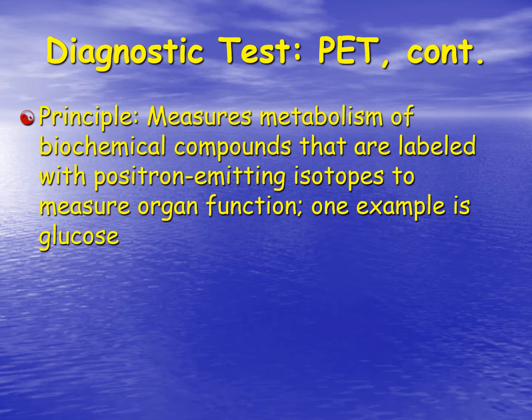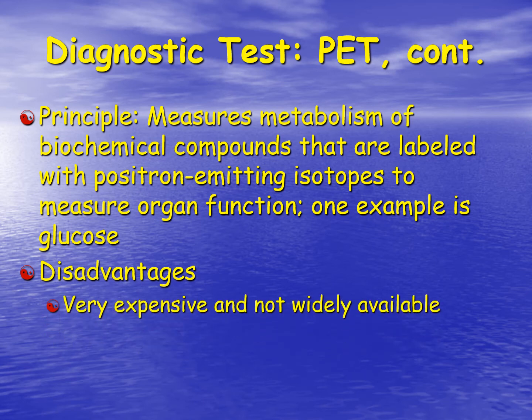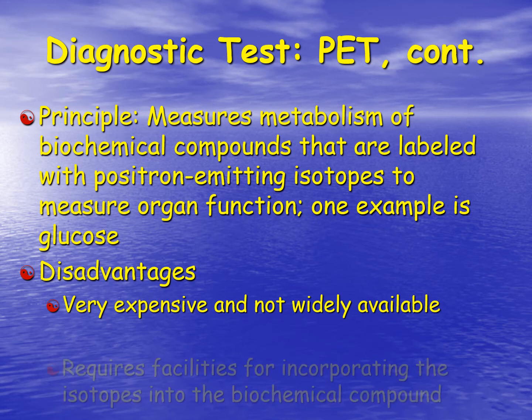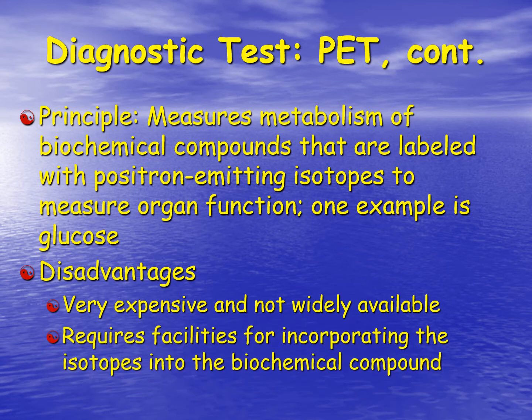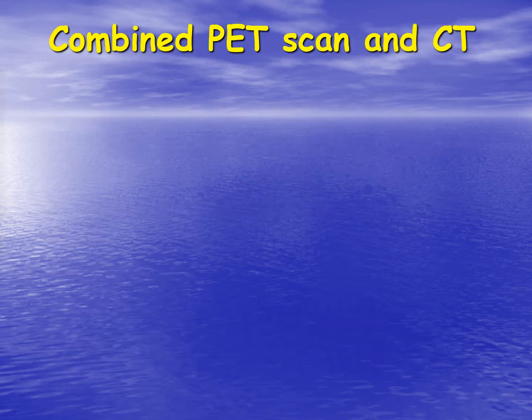The principle behind PET scans is it measures the metabolism of biochemical compounds that are labeled with positron-emitting isotopes to measure organ function. One example of this is glucose. Disadvantages of PET scanners is that, one, they are very, very expensive and not widely available, and they require facilities for incorporating the isotopes into the biochemical compound. So these are not real common even yet as of today.